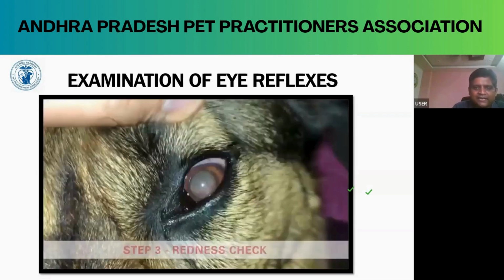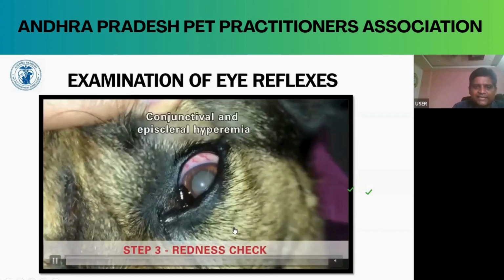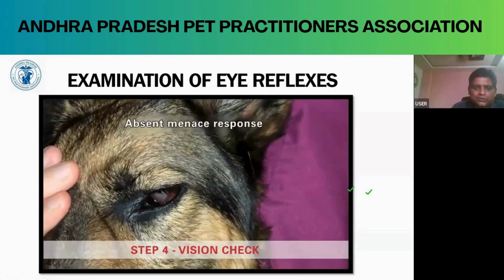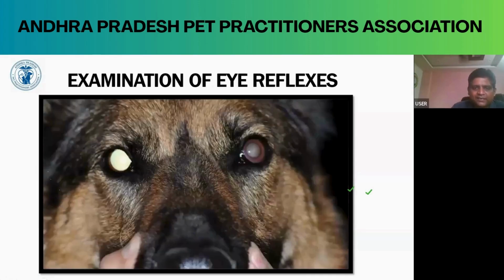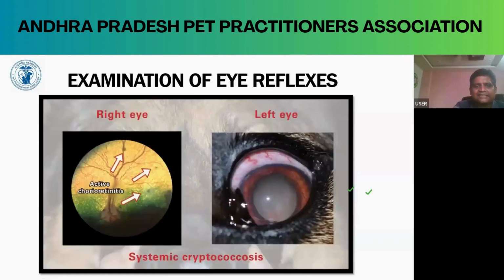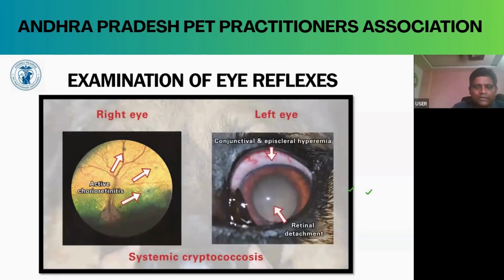That is PLR negative. The direct reflex is negative. And even the menace reflex is also negative in that particular eye. So you can see the clear dilatation of both eyes. Later, they have concluded with the fundus examination, some lesion in the retina. This is regarding the one case.